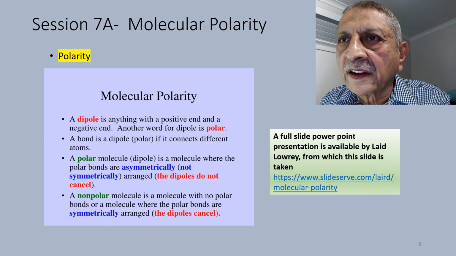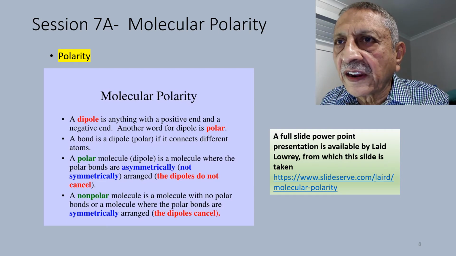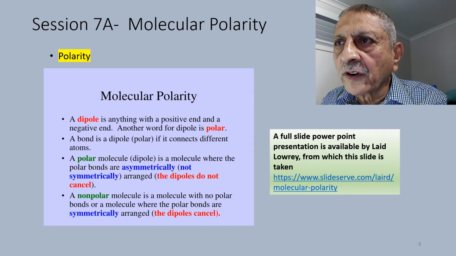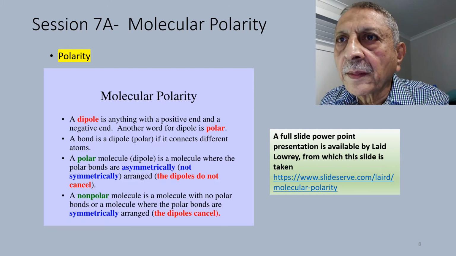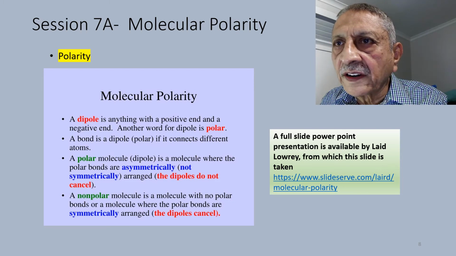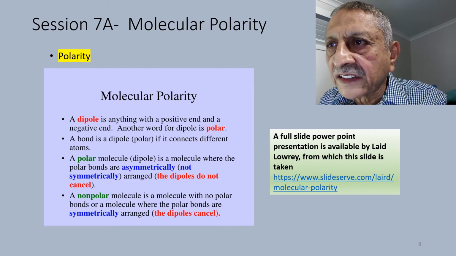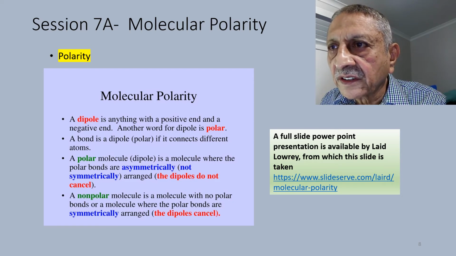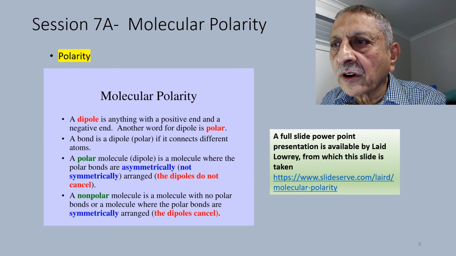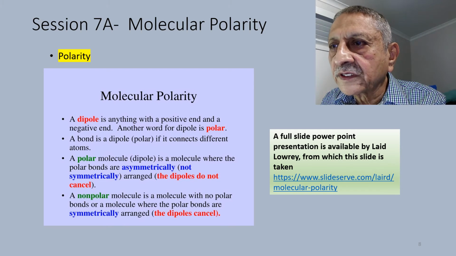In summary, a dipole is anything with a positive end and a negative end. Another word for it is polar. A bond is a dipole if it connects different atoms. A polar molecule or dipole is a molecule where the polar bonds are asymmetrical, not symmetrically arranged. The dipoles do not cancel. A non-polar molecule is a molecule with no polar bonds, or a molecule where the polar bonds are symmetrically arranged. That is, the dipoles cancel.